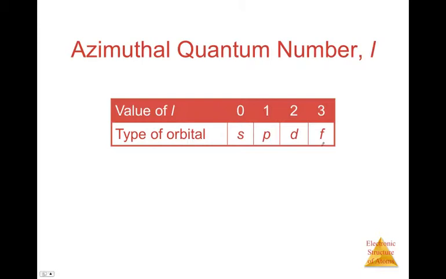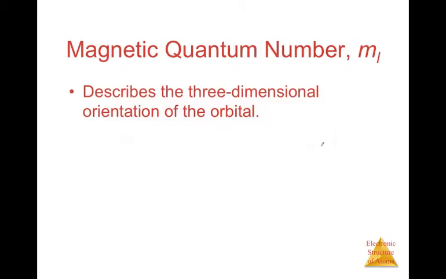The L being azimuthal, you don't actually have to know for the test, but I'm going to keep referring back to it. You will have this PowerPoint on the website in case you need to reference back to it. So S is 0, P is 1, D is 2, and F is 3. So that's the value of L, which is the second quantum number.